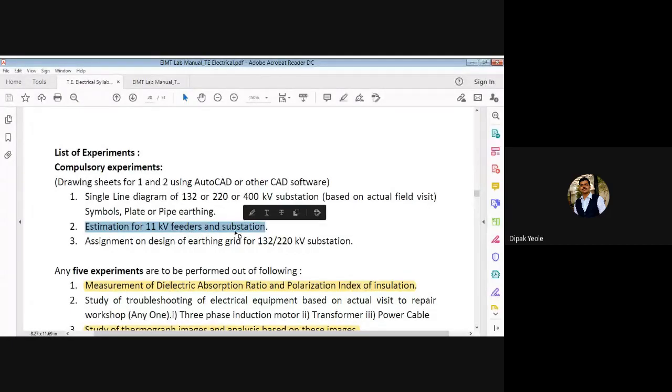Unit number 2 is named substation, and we have seen this part in unit number 1, which is related to the feeders. Yes. So let me share my screen. Just a minute.